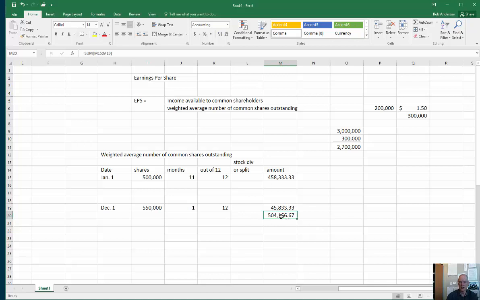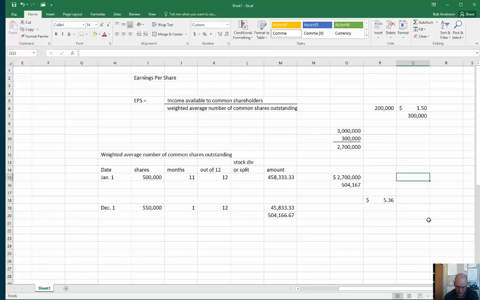So using this weighted average and this income available to common shareholders, that's money, remember, right here, income, and this is number of shares, so that would give us an EPS of the money divided by the weighted average common shares outstanding, and I'm just going to turn this into a couple more decimals. Whoops, not too many.